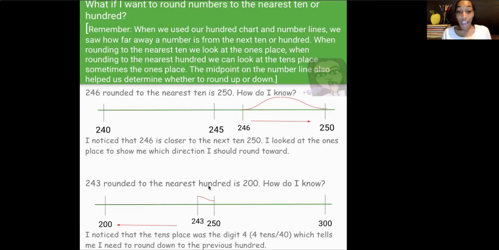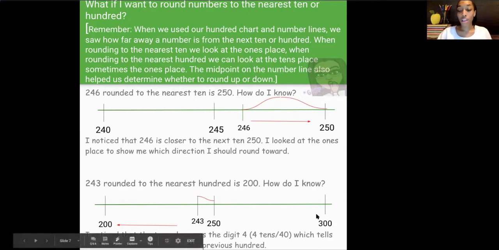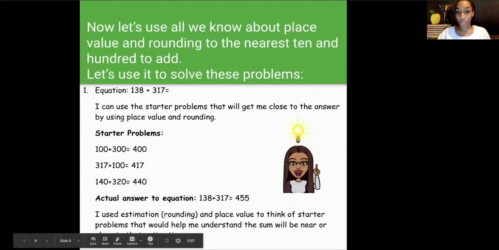What if I had to round to the nearest 100 for 243? Rounding to the nearest 100, I know it's going to be 200. I look at the tens place, and the tens has 4 in it. And if there are only 4 tens, I'm going to go down because anything 4 and below rounds down. So I'm going down to that previous 100, which was 200. I will not round up to 300 because the tens do not have 5 or more tens. So now I remember how to round.